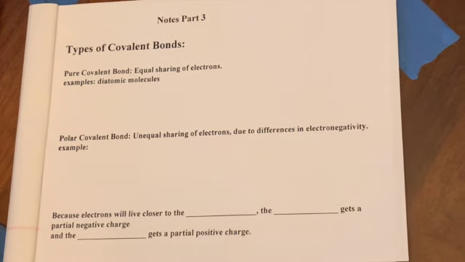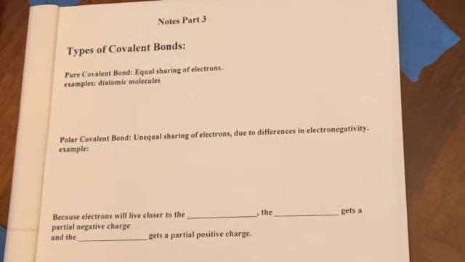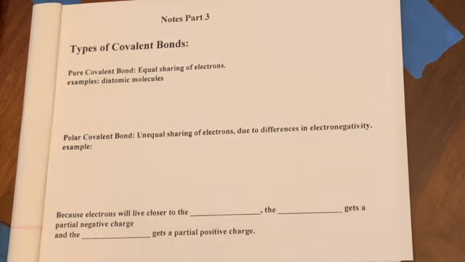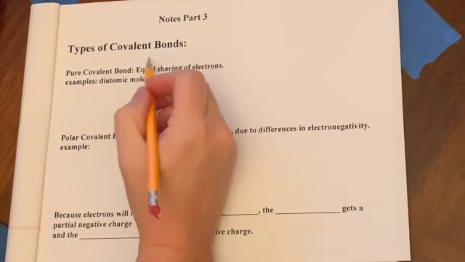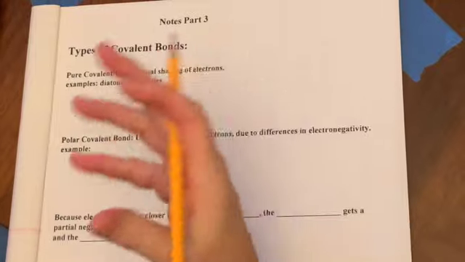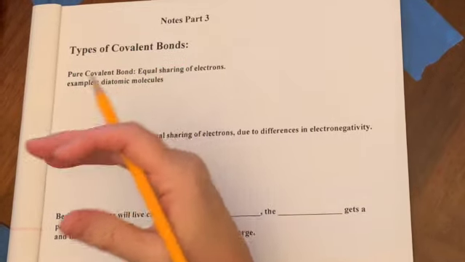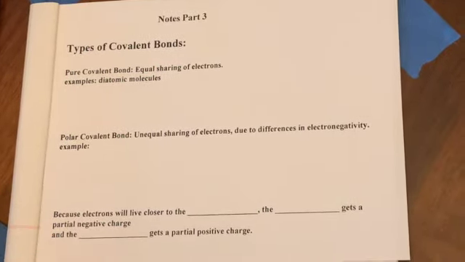All right, today we've got several things to talk about. First is we're going to talk about types of covalent bonds. We know that covalent bonds means that the electrons are being shared between two atoms. But not all covalent bonds are exactly the same.